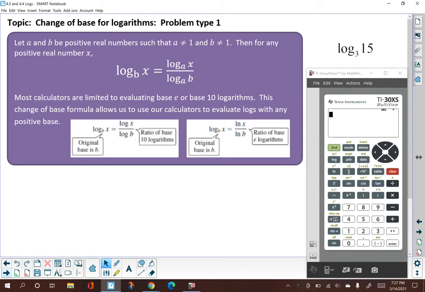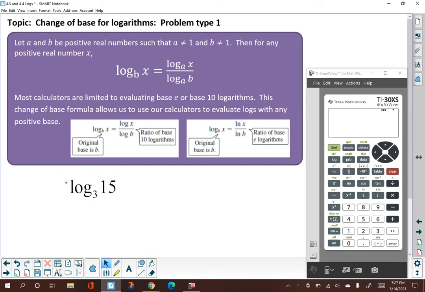So our calculator has a couple of log buttons. It has this button log and this button ln. So the log button is base 10 log and the ln button is base e log. But sometimes we need to evaluate a different base, like log base 3 of 15 right here.